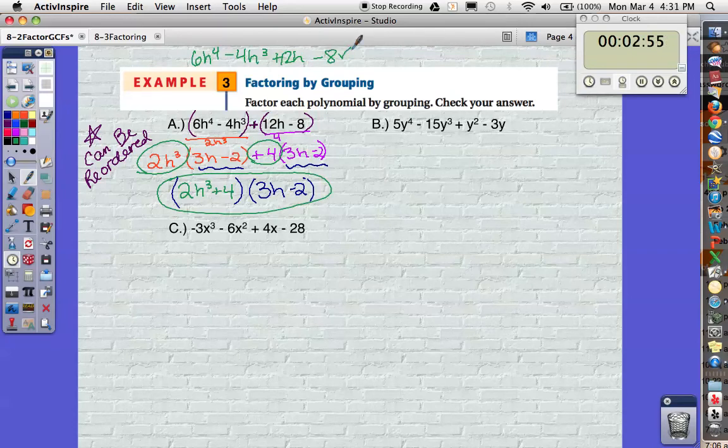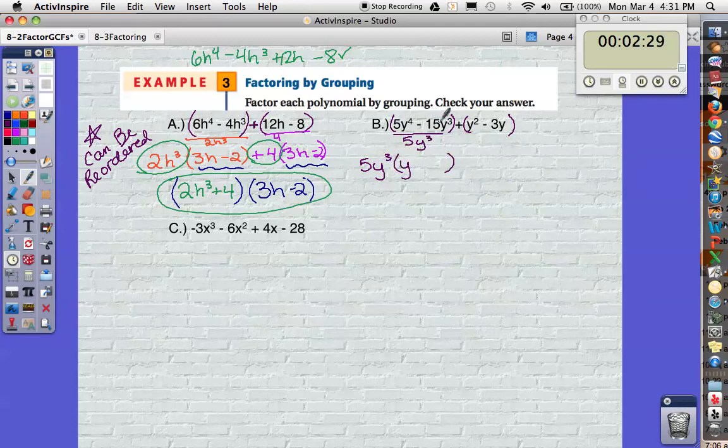Okay, try the next one. So again, you can reorder if you want to try, but I would always try the problem first as is and then reorder if you need to. Group the first 2, group the second 2. Try pulling out a GCF, okay? So what can I take out of these first 2? I can take out a 5y cubed. If you divide out a 5y cubed, what are you going to have left?